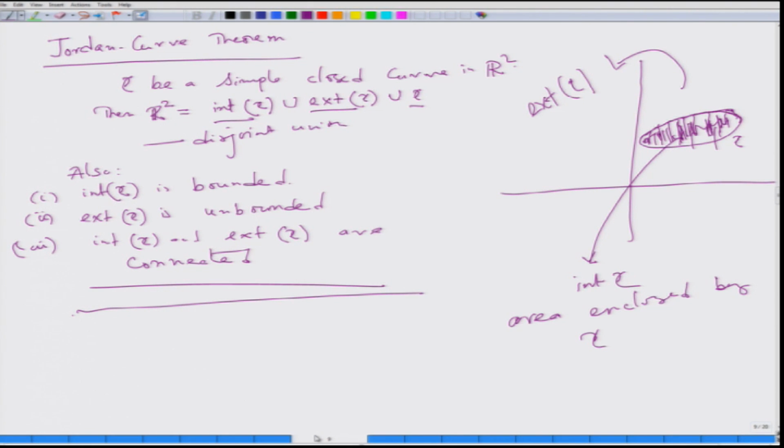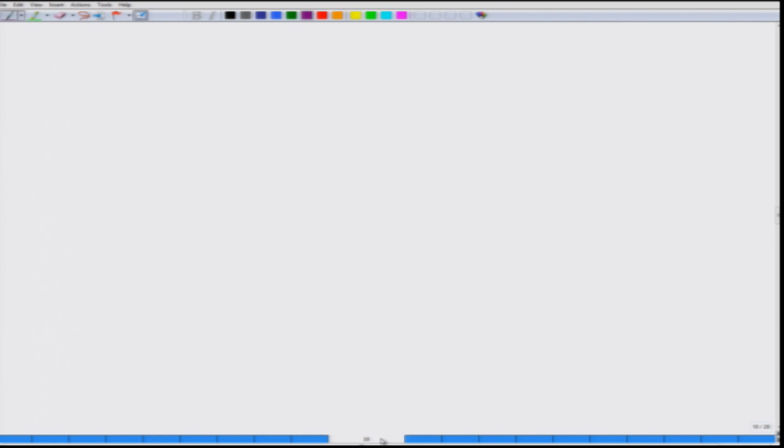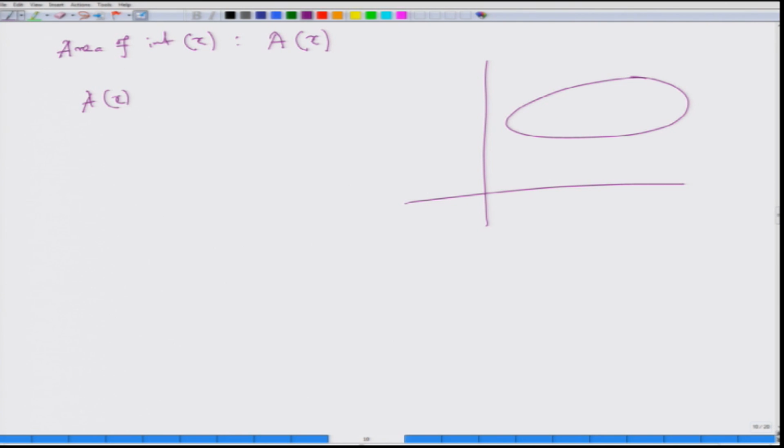Well, we will use this as usual, and with that theorem we define what is the area of the interior of gamma. The notation is A gamma. Well, as you know, if I have a curve like this, a closed curve, A gamma should be, by simple calculus, the integral over the interior of gamma of dx dy. Now, how do I express it in terms of the curve?